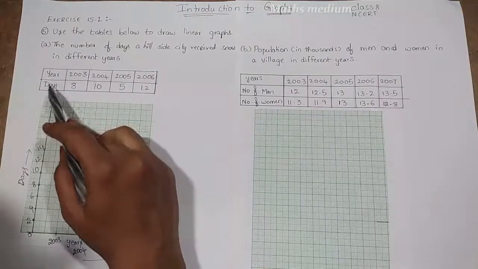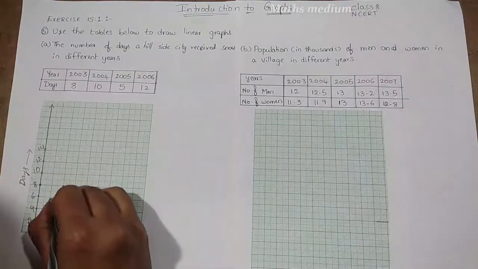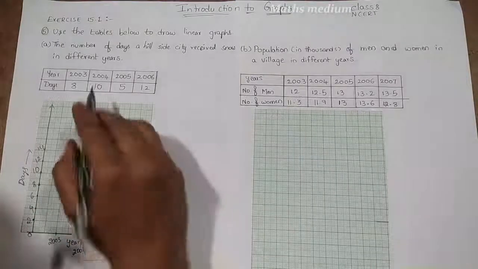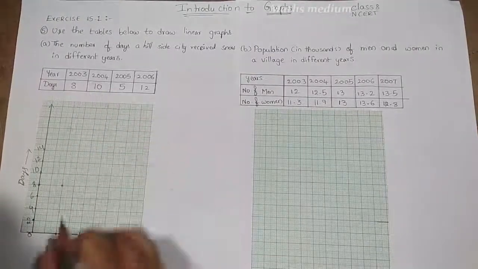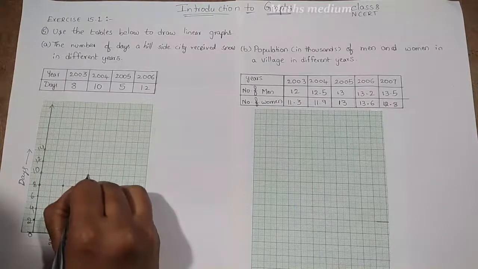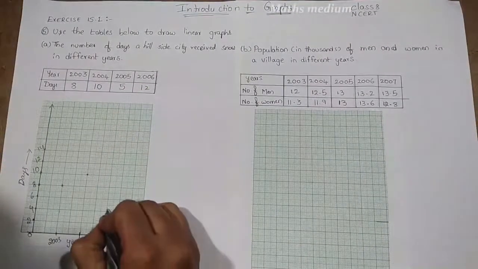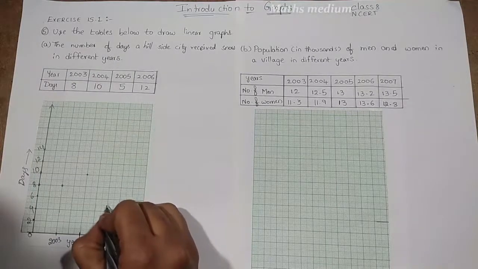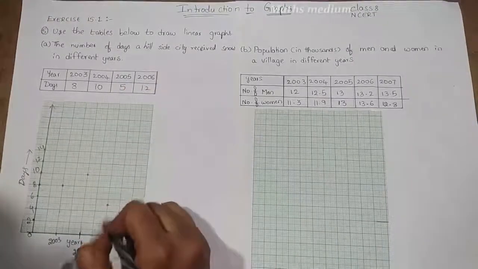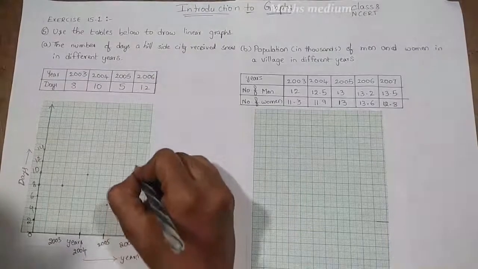In the year 2003 we have 8 days, right? So take the 2003 line and put the point at 8 days. So this is the days and this is the year. Next one, 2004 we got 10 days. So take the 2004 line and at 10 we have to stop and put the point. 2005 we got 5 days only. So this is 2005. We have 4 and 6. In between 4 and 6 we put a midpoint as 5 days in 2005. Next 2006 we got 12. So in 2006, this is the 12.